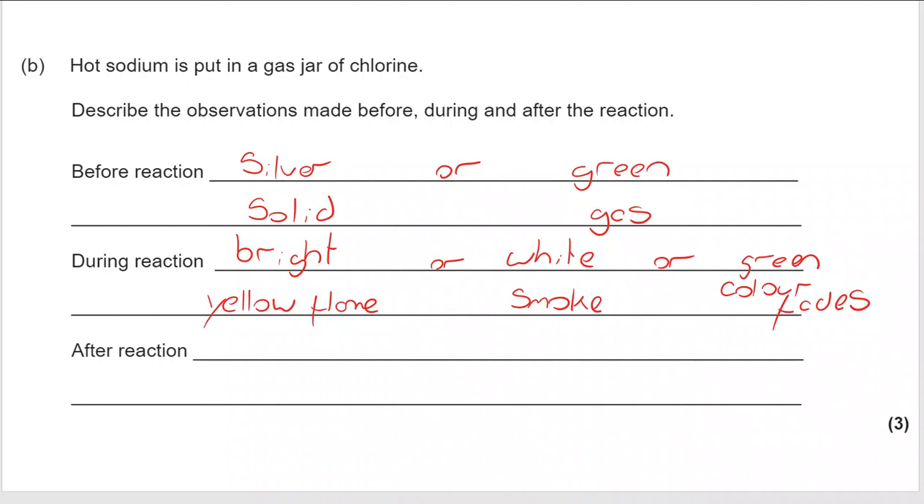After the reaction, there's a really important one to make here, a really important observation. We're making sodium chloride. Sodium chloride is common table salt, the salt that we eat in our food. We know that that's a white solid. That's what we're looking for here.